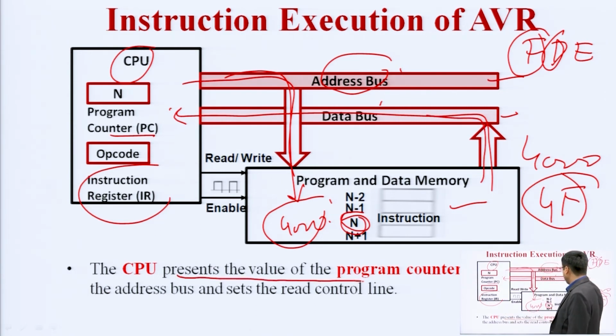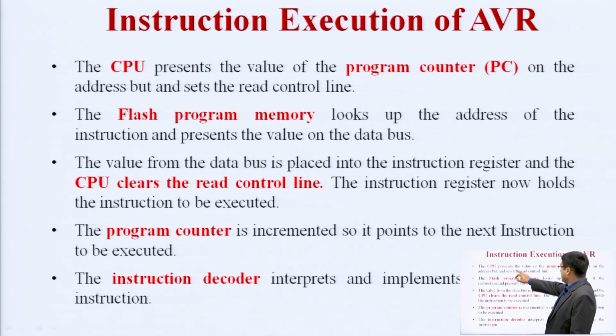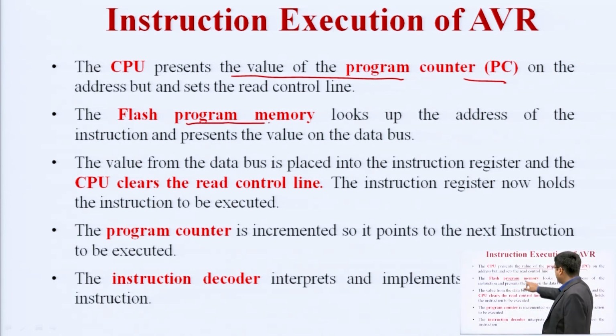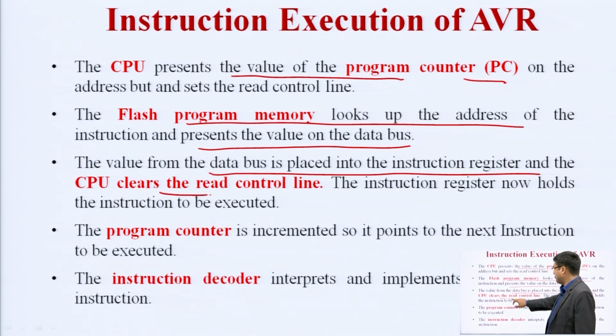The CPU presents the value of the program counter on the address bus and reads the control bus. This execution is similar to the 8051 microcontroller and 8085 processor. So this is the instruction execution. The flash program memory looks up the address of the instruction and presents the value on the data bus. The value from the data bus is placed into the instruction register. Whenever the data is fetched from the memory location, it is cleared by the read control line. The instruction register now holds the instruction to be executed.